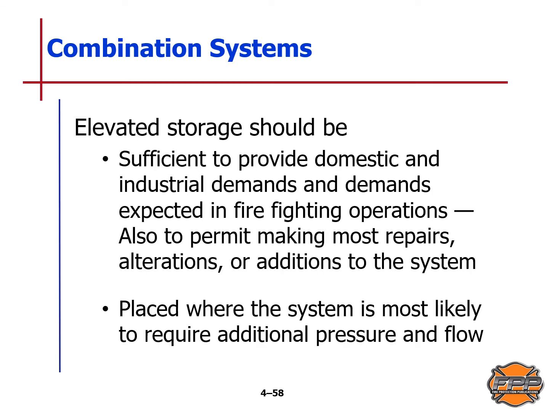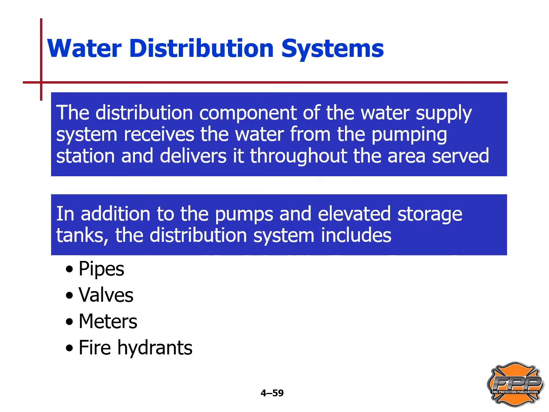Elevated storage should be sufficient to provide domestic and industrial demands, plus the demands of expected firefighting operations. It must also be sufficient to permit making most repairs, alterations, or additions to the system. It should also be placed where the system is most likely to require additional pressure and flow, such as at the ends of long feeder lines, at the outermost boundaries of the system, and near areas that are subject to frequent high demand.